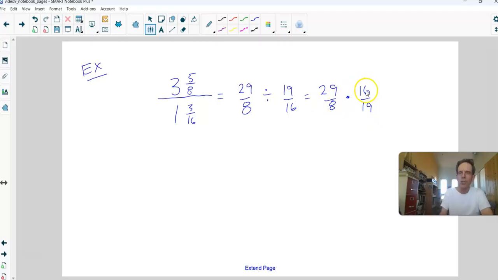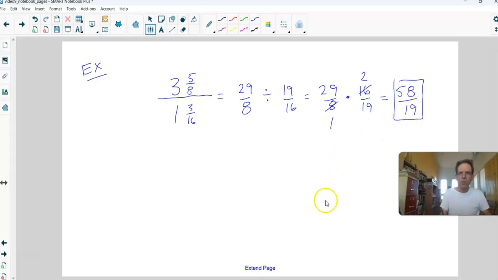Now we actually see some common factors, or at least a common factor we could get out of here. How about 8? 8 goes into itself once. It goes into 16 twice. Then we multiply. 29 times 2 is 58. And 1 times 19 is 19. So we could write this as 58 over 19.